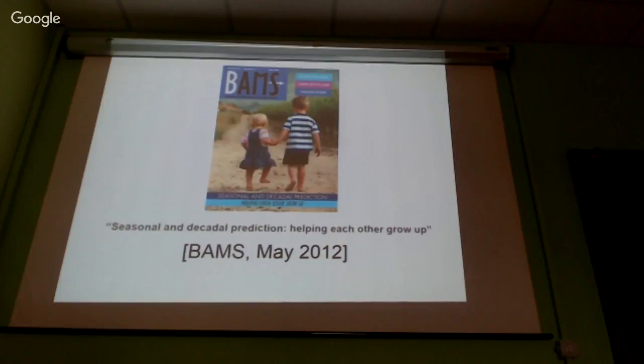At the time, it was one of the earliest years in decadal prediction. The title of the article by Lisa Goddard, to which this picture refers, is "Seasonal and decadal prediction helping each other grow up." And of course, the grown-up child on the right is the seasonal forecast, whereas the decadal prediction is the little child on the left. But they are holding each other's hands, meaning that they can help each other.